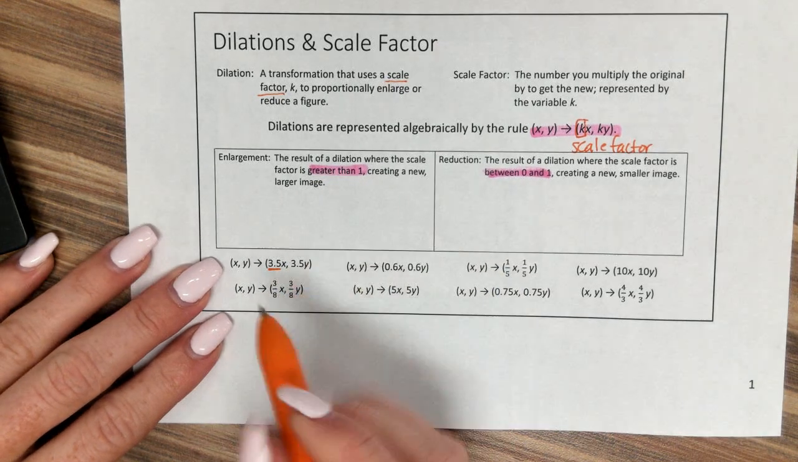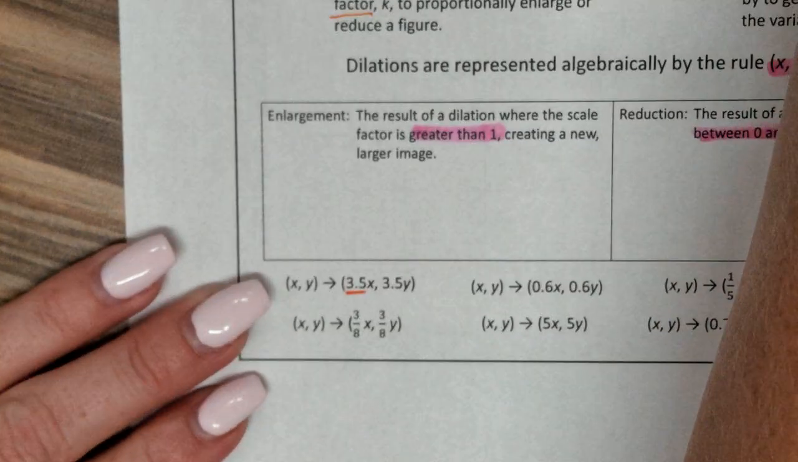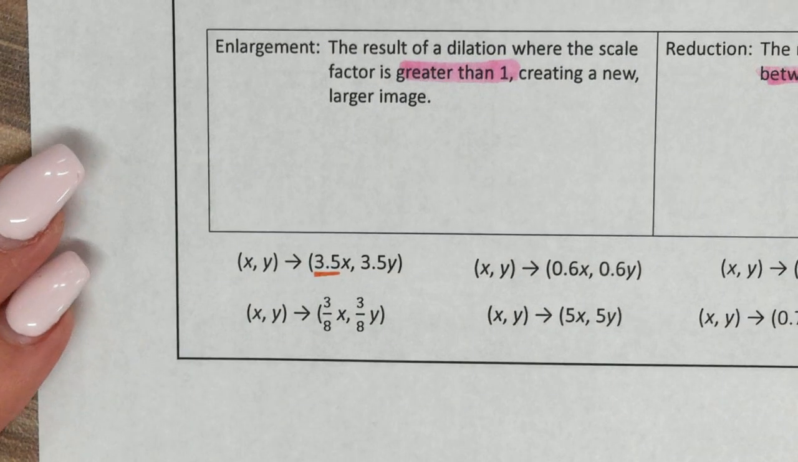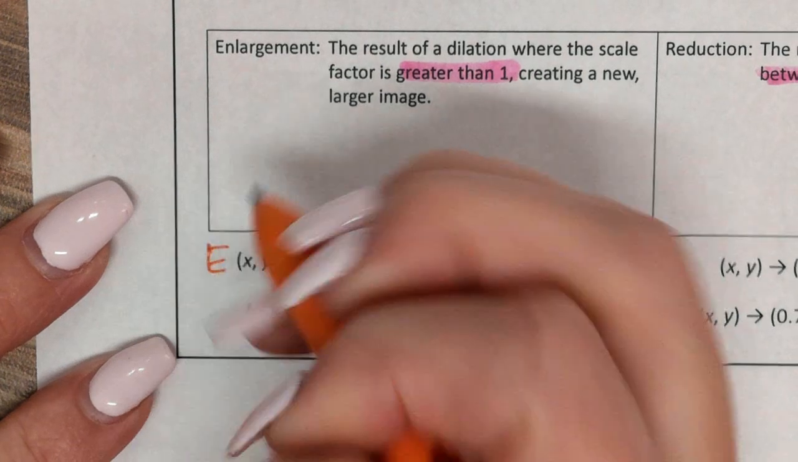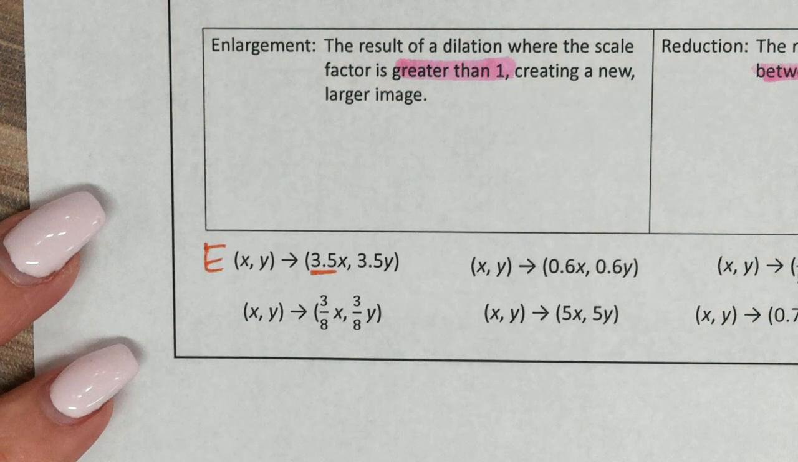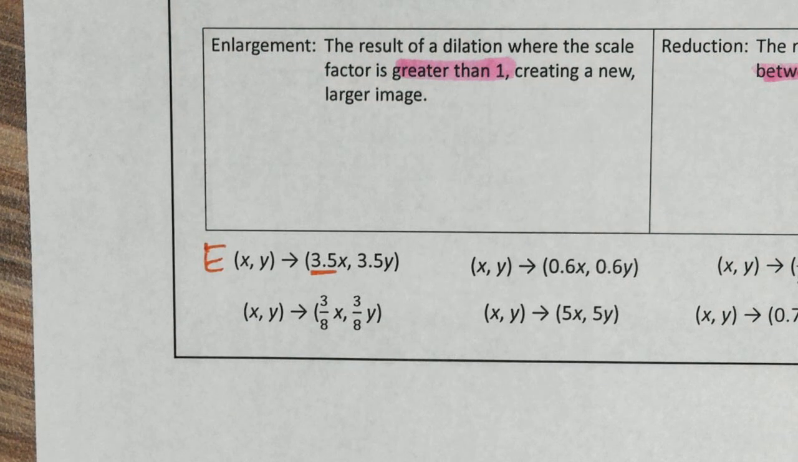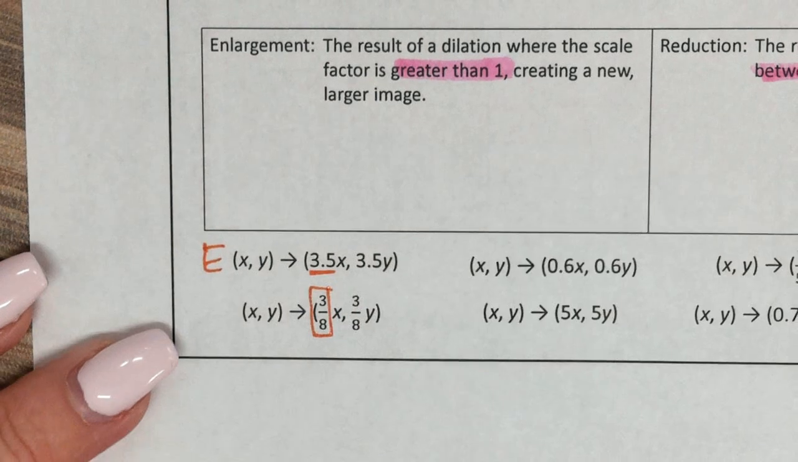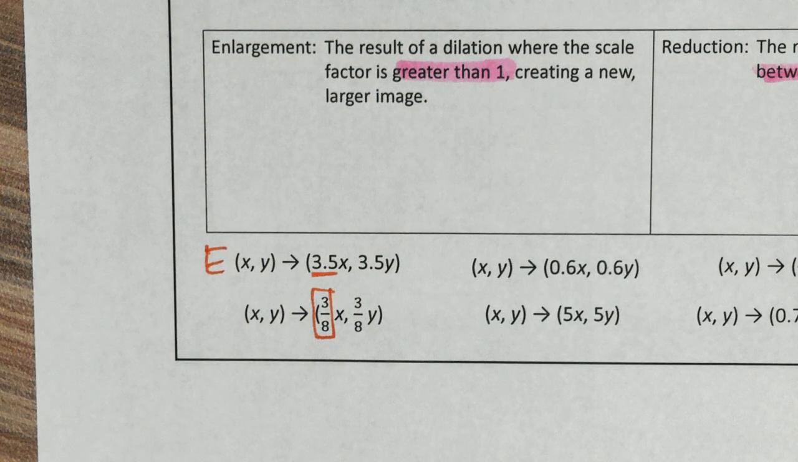What is the scale factor? 3.5. Is 3.5 greater than 1? Yes. So therefore that is an enlargement. I'm not going to write the whole word. That's too much. I'm going to put an E. Everybody go with that? Look at the next one. 3/8. 3/8 is a fraction. But you need to know if it's bigger than 1 or smaller than 1.